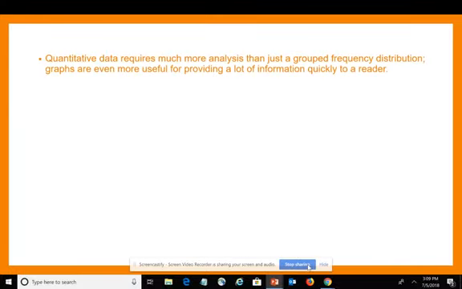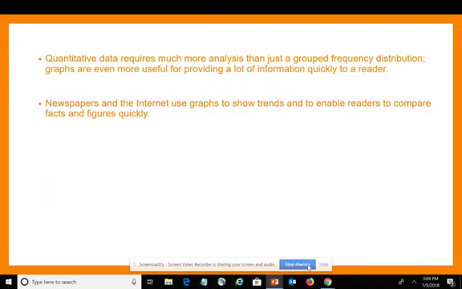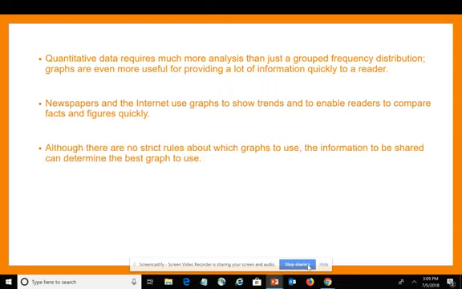We just finished a discussion of how to create or organize our data using a grouped frequency distribution, but an analysis requires much more than that. Graphs are even more useful for providing a lot of information quickly to a reader or to an audience. You'll often see graphs used in newspapers, the internet, professional journals, magazine articles to show trends and to enable readers to compare facts and figures quickly.